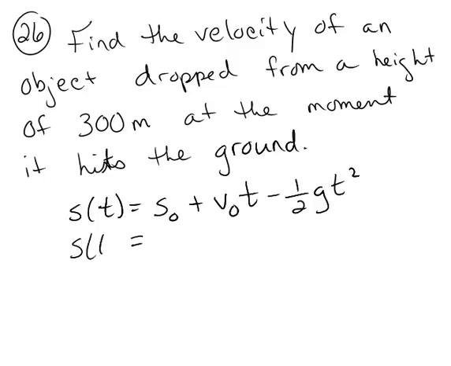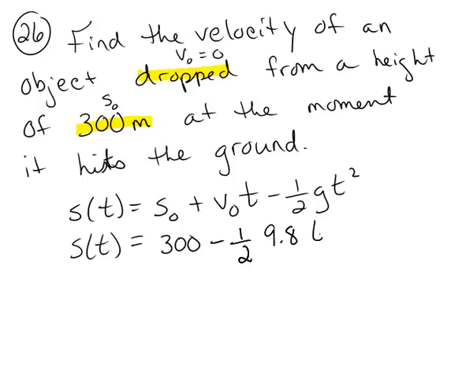Now, in this case, S naught is the initial position, and you notice that it's dropped from 300 meters. So S naught is the 300 meters, and dropped means V naught is essentially 0 here, because you didn't give it any force. So this is going to be 300 meters minus 1/2. Since we're talking about meters, we need to use the pull of gravity in terms of meters, which is 9.8 meters per second squared, times t squared.